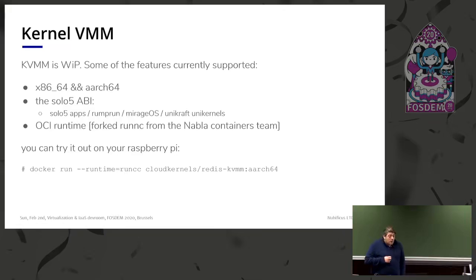It's work in progress, so we're working on that. We have support for x86 and ARM. We are able to run Solo5 applications and everything that runs on top of Solo5. So we can run Rumprun unikernels, MirageOS, Unikraft. Recently, we have tried to integrate an OCI-compatible runtime. We forked the work that the Nabla containers team have done. So it's as easy as running docker run with our runtime and a specific image.